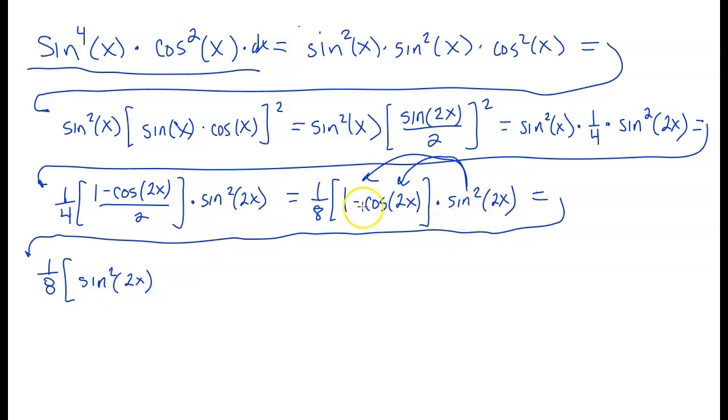So if I multiply the sine squared 2x times 1, of course I just get itself. And then here I would have cosine of 2x times sine squared of 2x here. And let's try to make that look a little better.